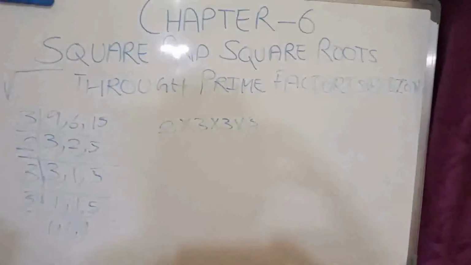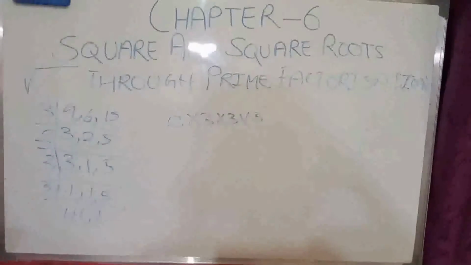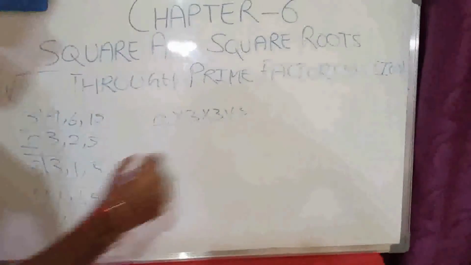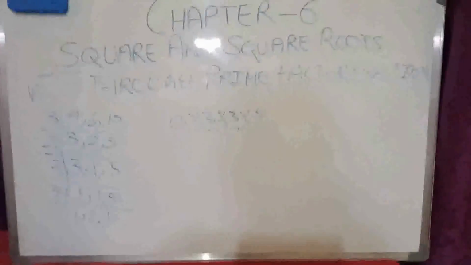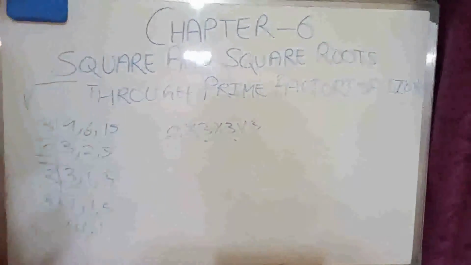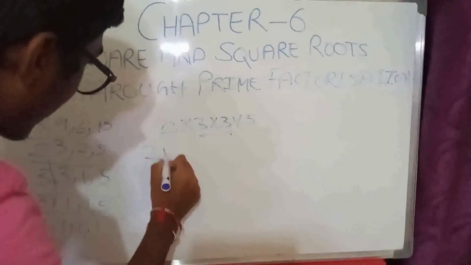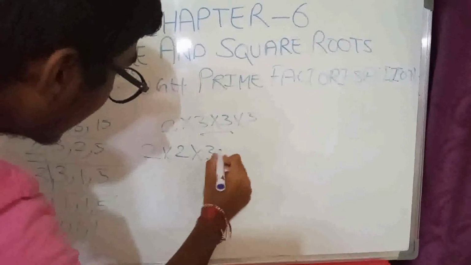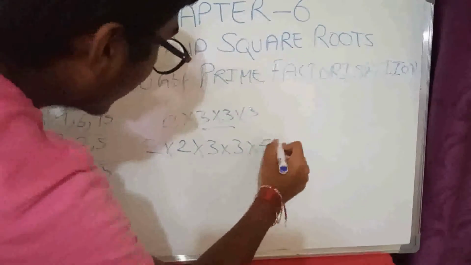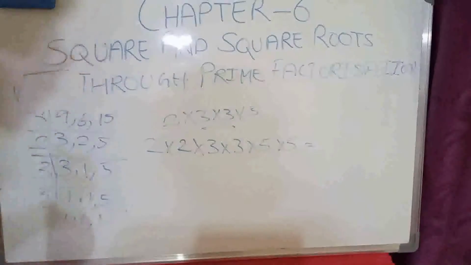So square means multiplication of two numbers. So we should find the group of 2. We already have a group of 2 in 3. Only we need to find for 2 and 5. So that should be 2 into 2 into 3 into 3 into 5 into 5. So we will get the smallest number.